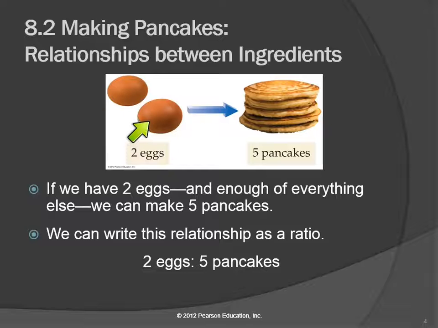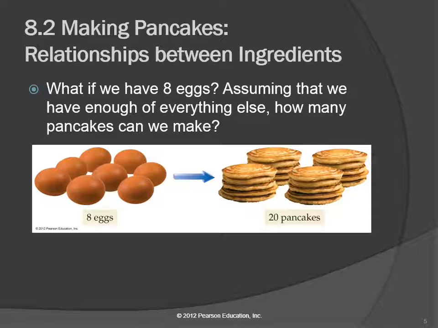If I have 2 eggs, I could make 5 pancakes. There's a ratio. 2 eggs to 5 pancakes. That's going to be a conversion factor. For every 2 eggs that I use in my batter, I can make 5 pancakes. If I use 4 eggs, I can make 10 pancakes, right? If I have 8 eggs.